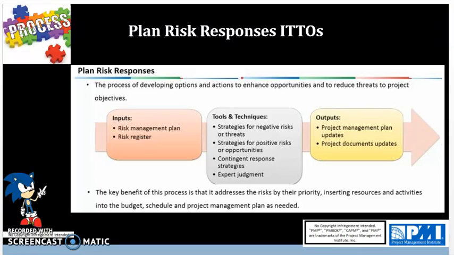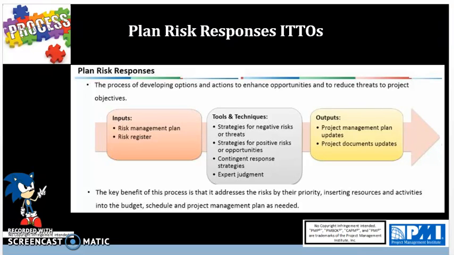You have updates to the assumptions log. The assumptions log is part of the risk register and also part of your scope statement. So keep in mind that you'll be updating this information as you find new information.